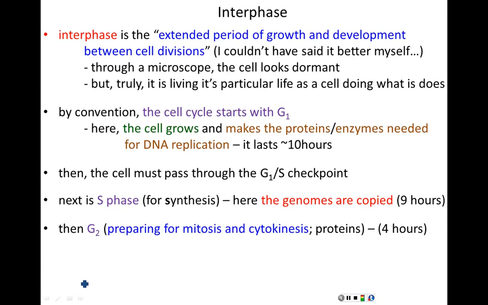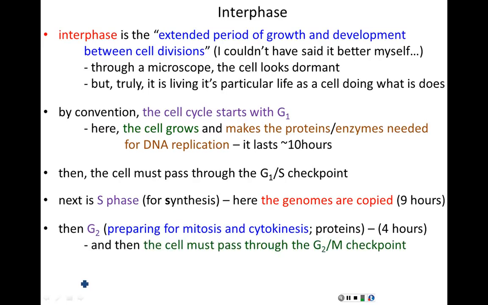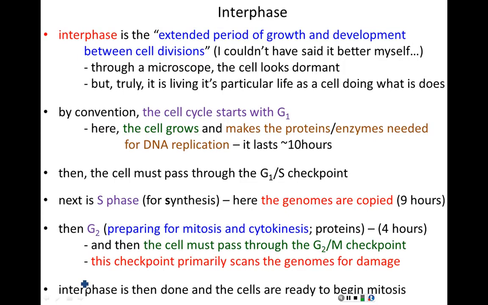Once that's been successfully completed, we move on to G2. G2 is where we prepare for the actual cell division and mitosis. It takes about 4 hours to do those preparations. We're up to 23 hours already. The cell must then proceed through its next checkpoint, which is the G2M checkpoint. Have we done everything we need to do for mitosis? Should we really initiate cell division? When that checkpoint is passed, we move on to M phase. Interphase is officially done, and cells are ready to move into mitosis. So let's do that ourselves. Let's move into mitosis.